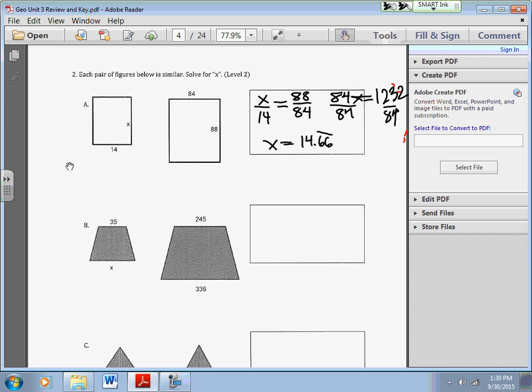30 or x over 35. Okay, x over 35 is good. Now you got to set it equal to, be careful. 336. Yes, 336 has to be on the top. 245 has to be on the bottom. Does everybody understand that part? All right. And that one will give you an answer of x equals 48. Yes? All right. 245 divided into 11,706.